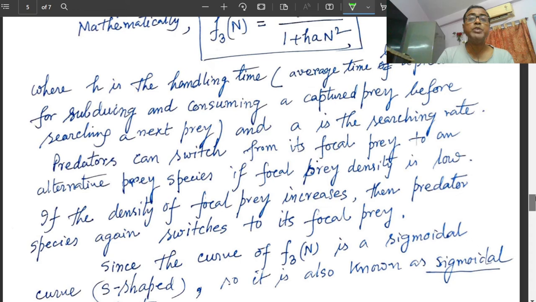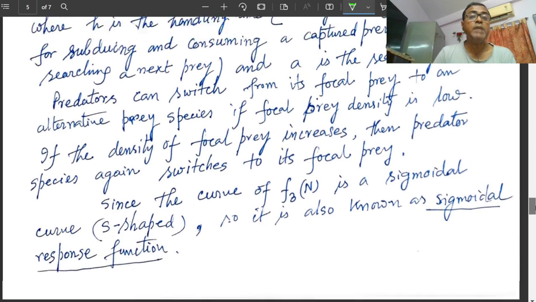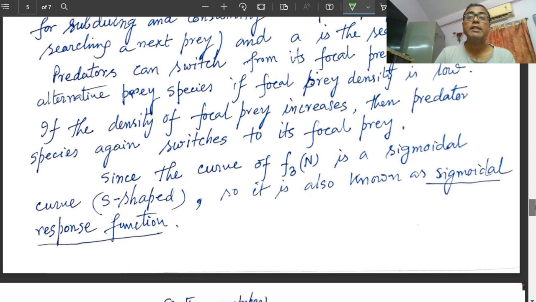And predators can switch from its focal prey. Focal prey means main prey, to an alternative prey species if focal prey density is low. This is a very interesting point. These predators can switch from its focal prey to an alternative prey species if focal prey density is low. Main prey density is low, then the predator can switch to the other prey. If the density of focal prey increases, then the predator species again switches to its focal prey.